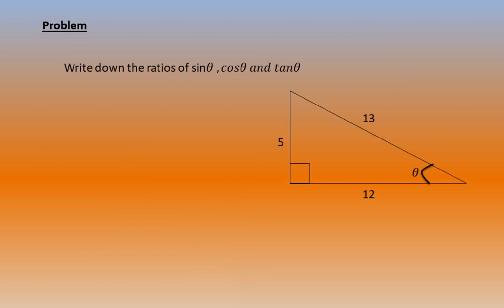Problem. Write down the ratios of sin theta, cos theta, and tan theta. That is the basic trigonometric part. We have to find sin, cos, and tan. Here a right angle triangle is given. We know this angle is 90 degrees, and we have to find sin theta, cos theta, and tan theta. For that, first we mark these sides. This side is opposite to the 90 degree angle, that's why this side is the hypotenuse. Hypotenuse means H. I took the letter H to represent hypotenuse.